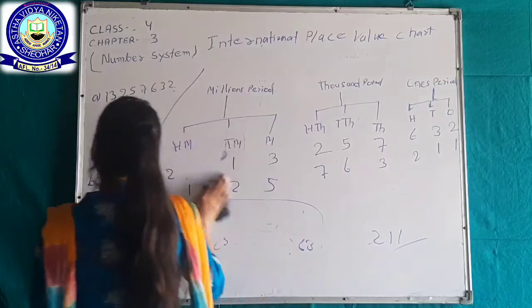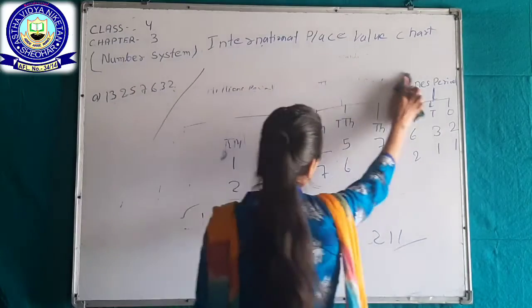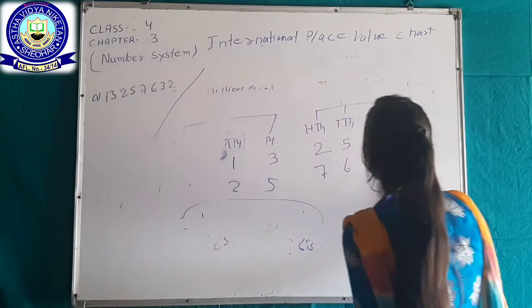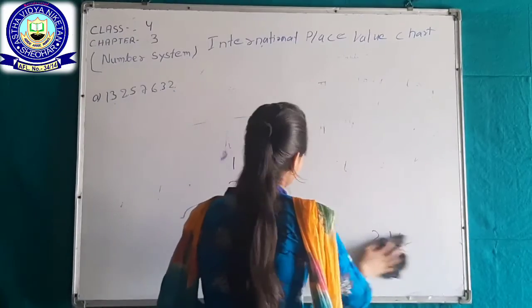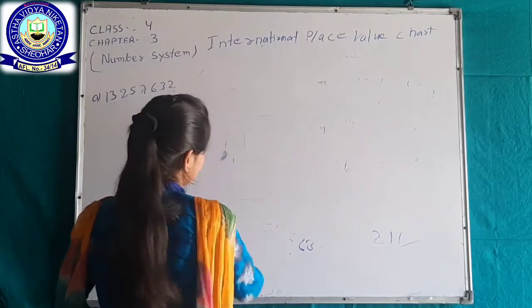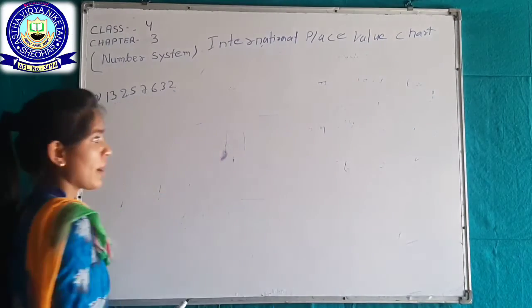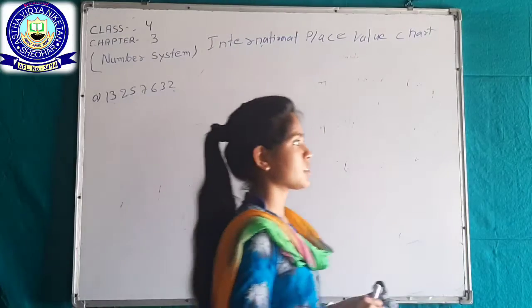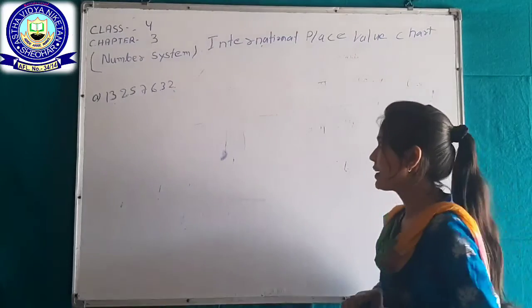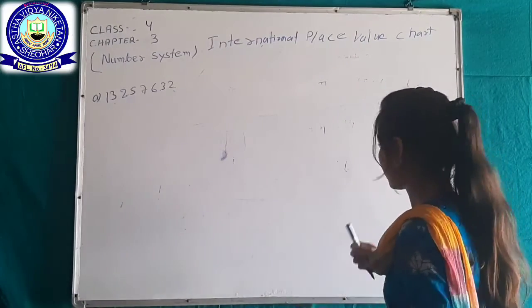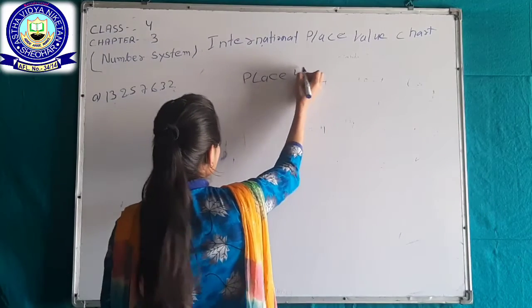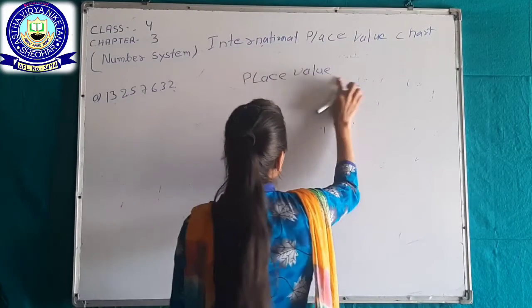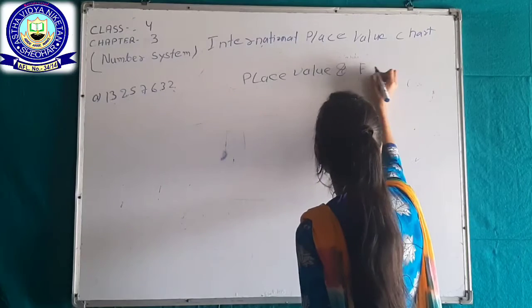Now you have to know about place value and face value. What is place value and what is face value? When we have to find out the place value of any digit, first of all you have to find out the position of that digit.